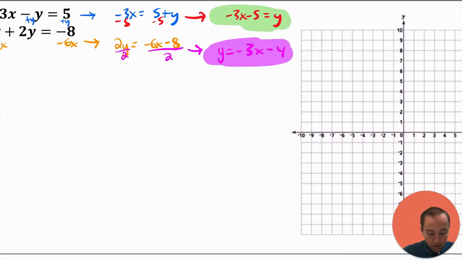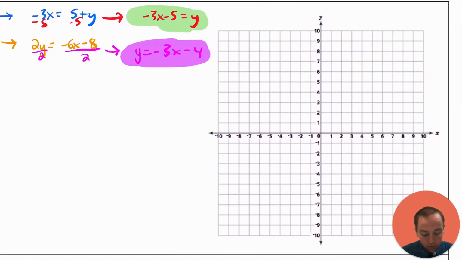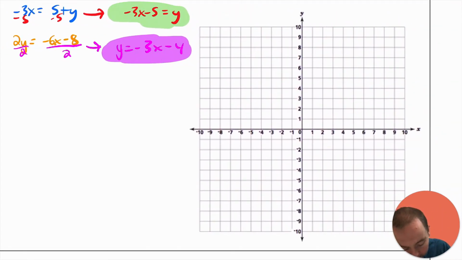Alright, so now that we've got both of them solved for y, we can easily graph these. The one that I have in green has a y-intercept at -5 and a slope of -3, so the graph of that line will look like this. And the one in purple has a y-intercept at -4 and a slope of -3, so it's going to look just like that.